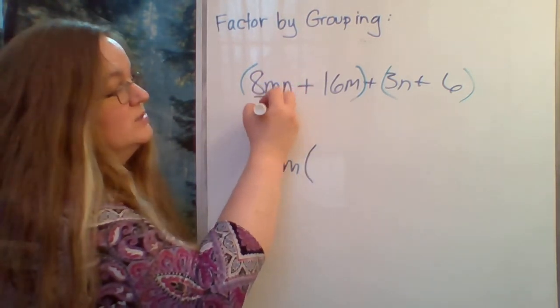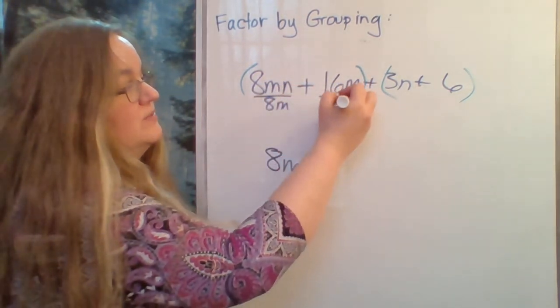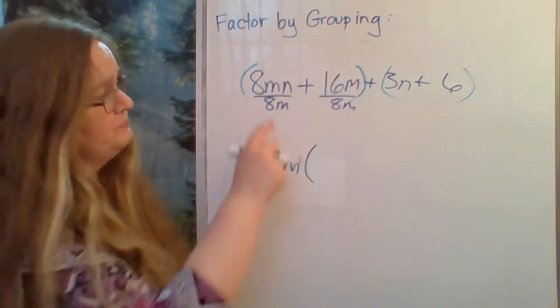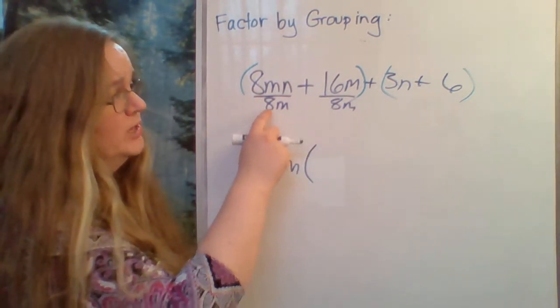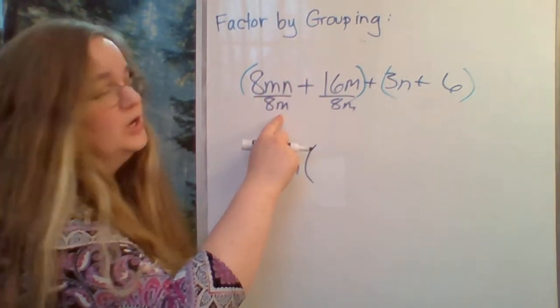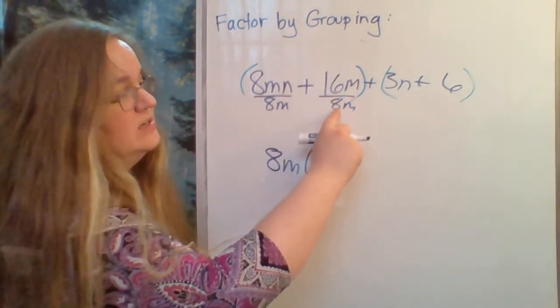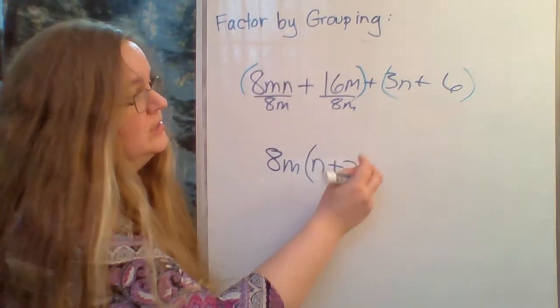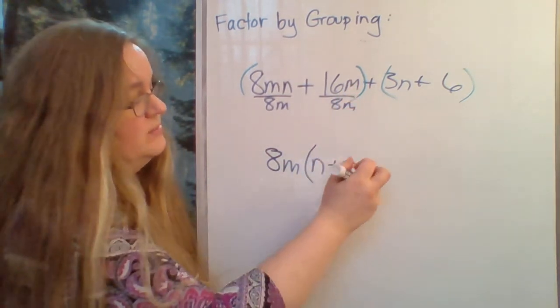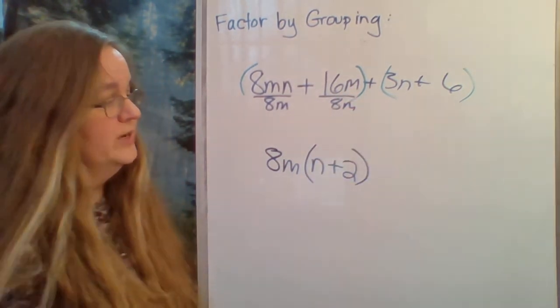Like I did in the previous video, I'm going to divide out by the GCF. 8 divided by 8 is 1. M divided by m is 1, so I'm left with n. Plus 16 divided by 8 is 2, and m divided by m is 1, so that goes away.